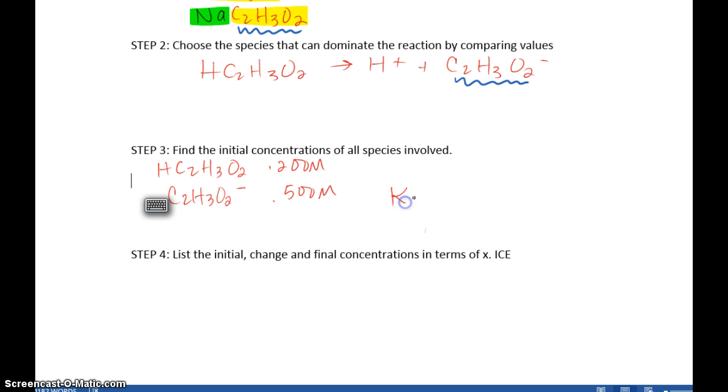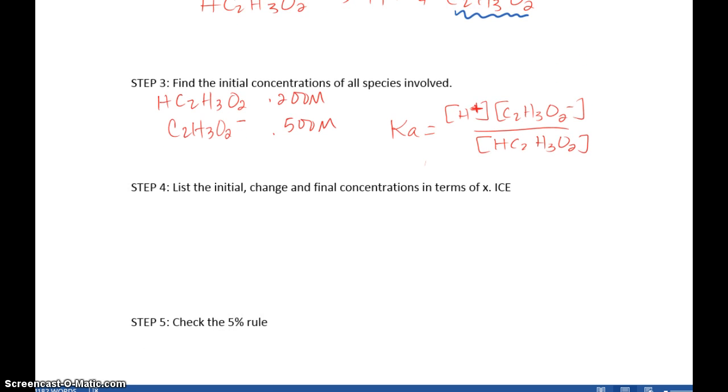So Ka is equal to H plus times C2H3O2 minus over HC2H3O2. That looks like H7, but that right there is H plus. Okay, I went right ahead then to my ICE chart. So I'm going to write my reaction again. HC2H3O2 becomes H plus and C2H3O2 minus. This is my dominating reaction. I'll set up my ICE chart.